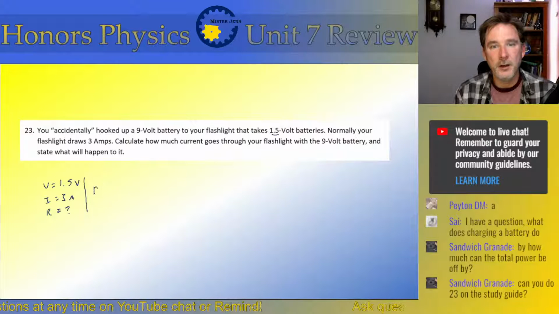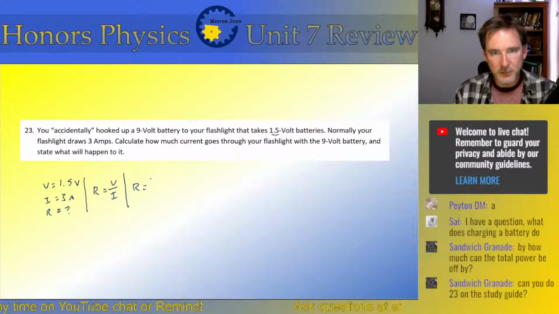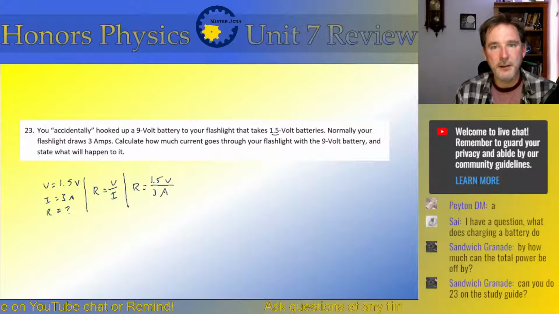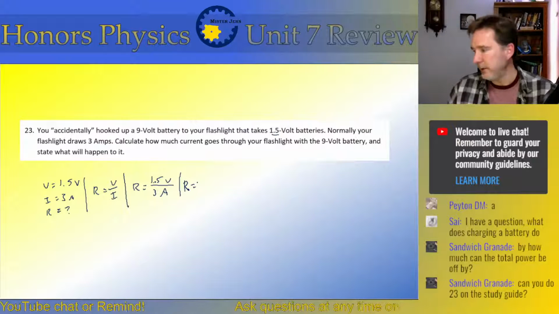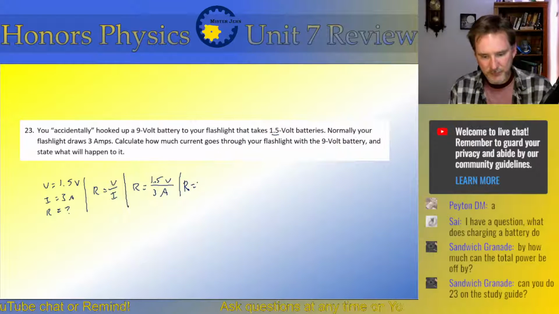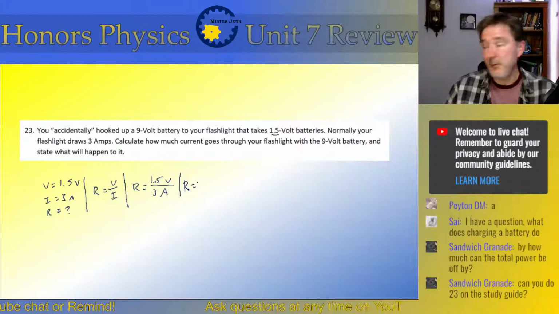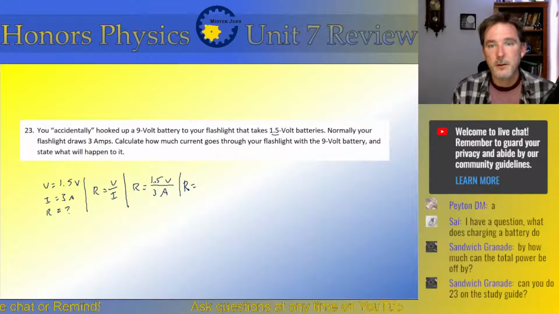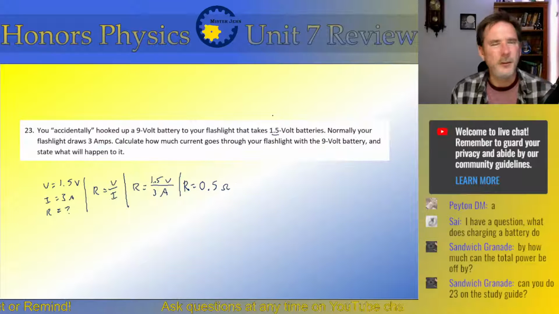R is equal to V divided by I. Yes, I've written that down several times, so I know that off the top of my head. And so 1.5 volts divided by 3 amps, right? So R is, is that 0.5 divided by 3? It is 0.5 ohms.